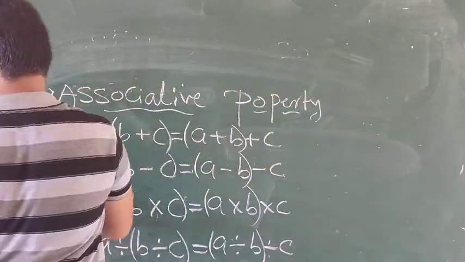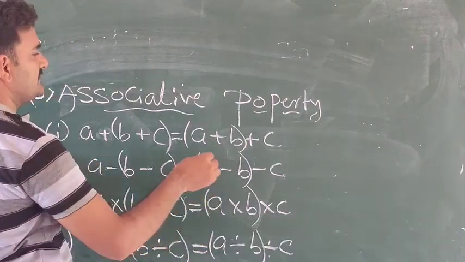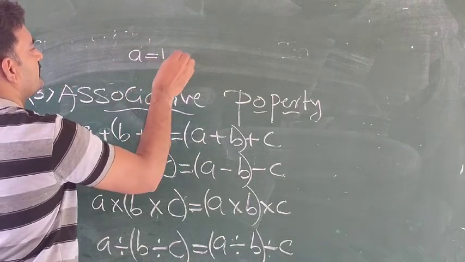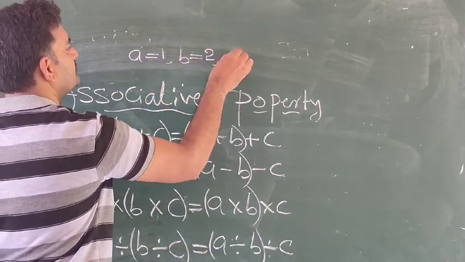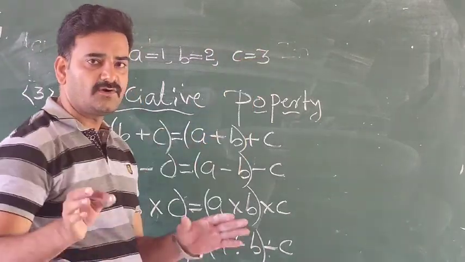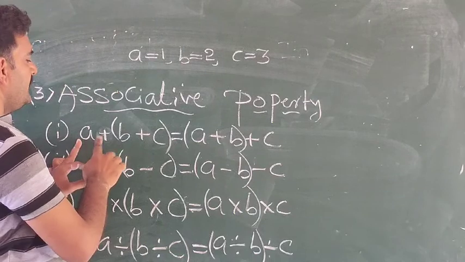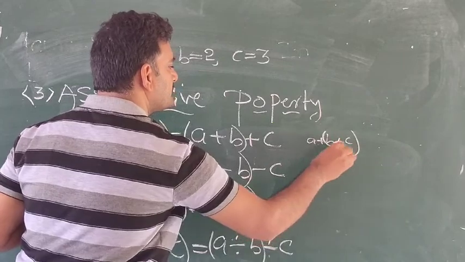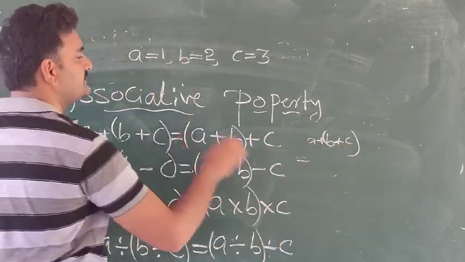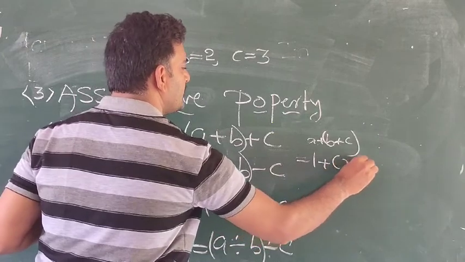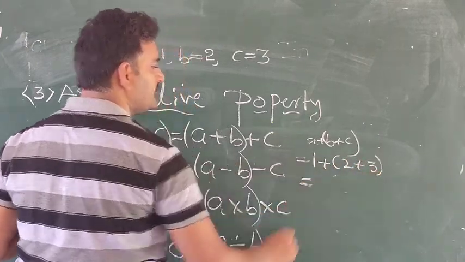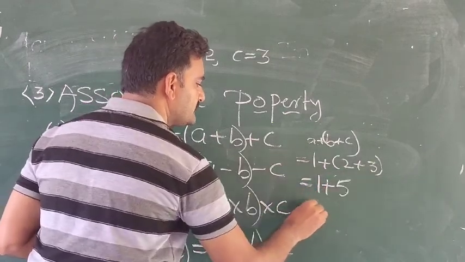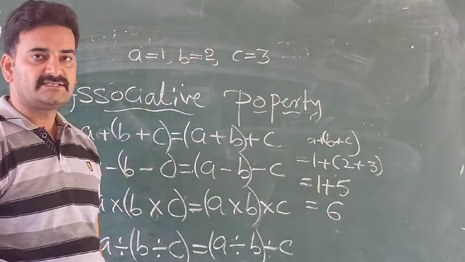Now you see, I am considering the numbers, let us say A is equal to 1, B is equal to 2 and C is equal to 3. Very small numbers I took. A plus B plus C is equal to, what is A? A is 1, B is 2 and C is 3. Now 1 as it is, plus 2 plus 3 is 5. So total sum is 6.